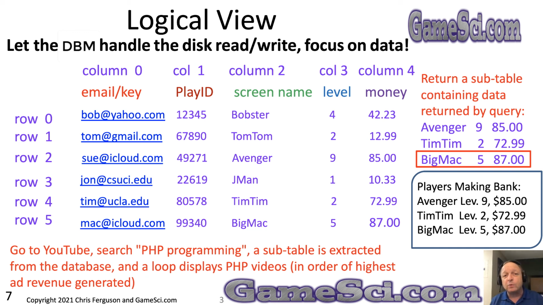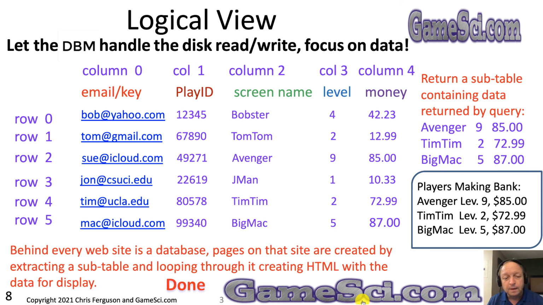That's it. That's the way the world works. Amazon shows you their highest profit items before they show you the lower profit items. YouTube shows their highest profit videos before the lower profit videos below it. Behind every website is a database. Pages on that site are created by extracting a subtable from the bigger table, then looping through the subtable, creating HTML with the data for display.